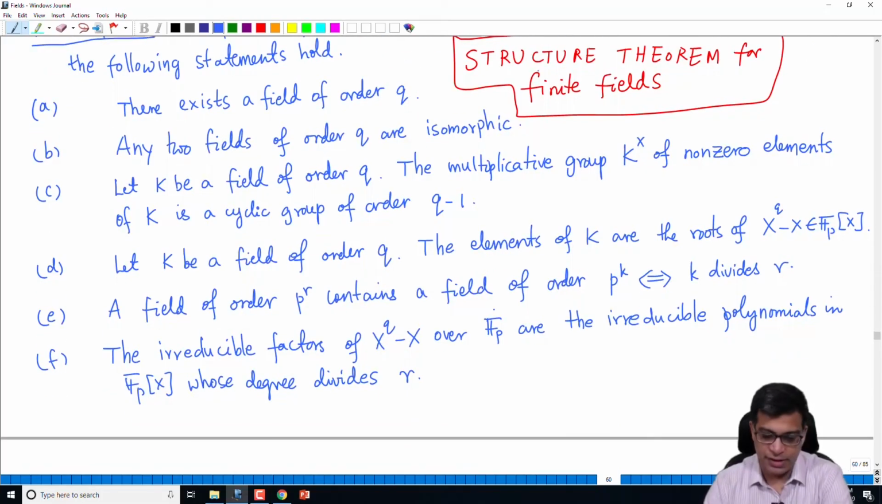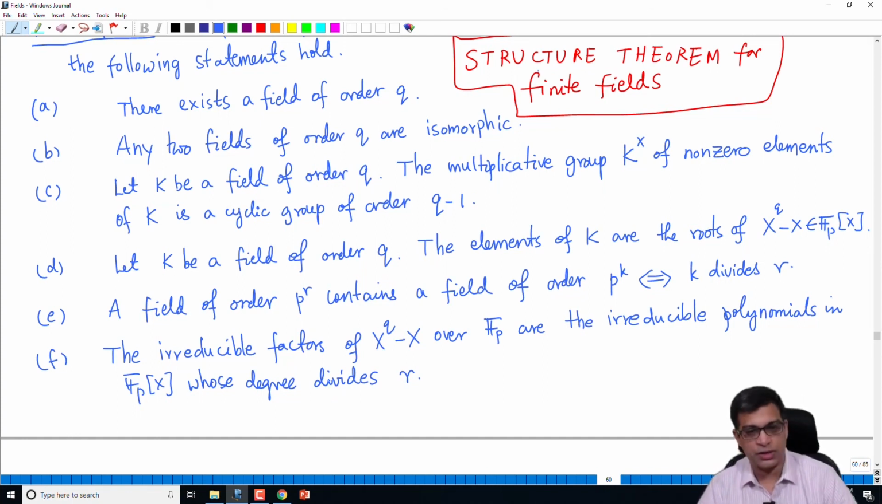The fourth statement says that if you have a field of order Q, the elements of K are actually roots of this particular polynomial x power Q minus x. Every element satisfies that. And a field of order P power R contains a field of order P power K if and only if K divides R. And finally it tells also that the irreducible factors of this are exactly those irreducible polynomials whose degree divides R.